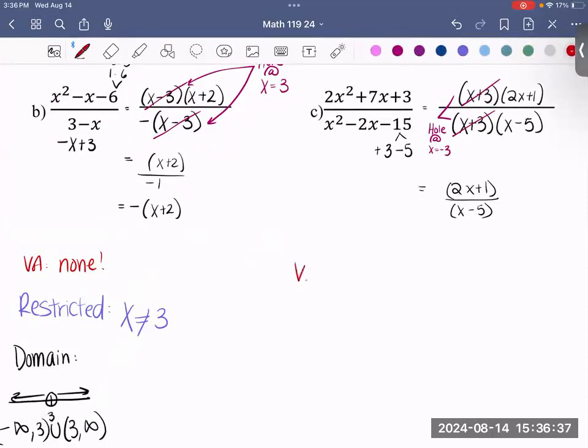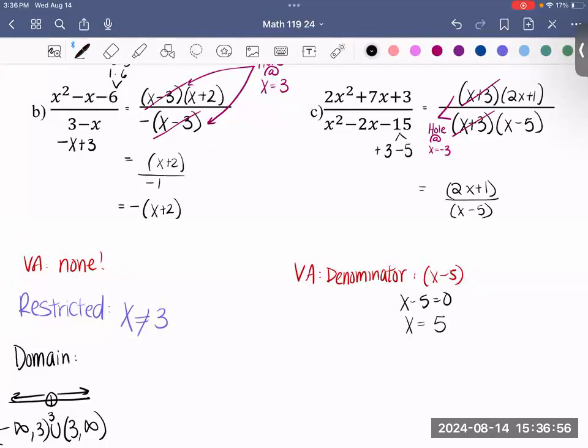Okay, vertical asymptote, where would it be? Right, so in your denominator, we still have x minus 5, so let's set that equal to 0. So x is equal to 5. This is where your vertical asymptote is, where we can't touch. We can get super, super close to this value, but we can't touch it. So that means we're restricted.